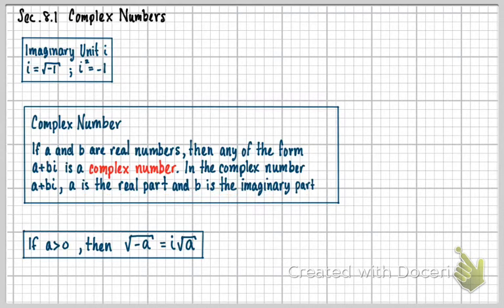So when we talk about the real part, we would just use the number a here. And when we talk about the imaginary part, we don't really talk about the i there, we just talk about b being the imaginary part, whatever number that would be. And as we go through these more in detail, you'll see what I mean. So that's the idea there.